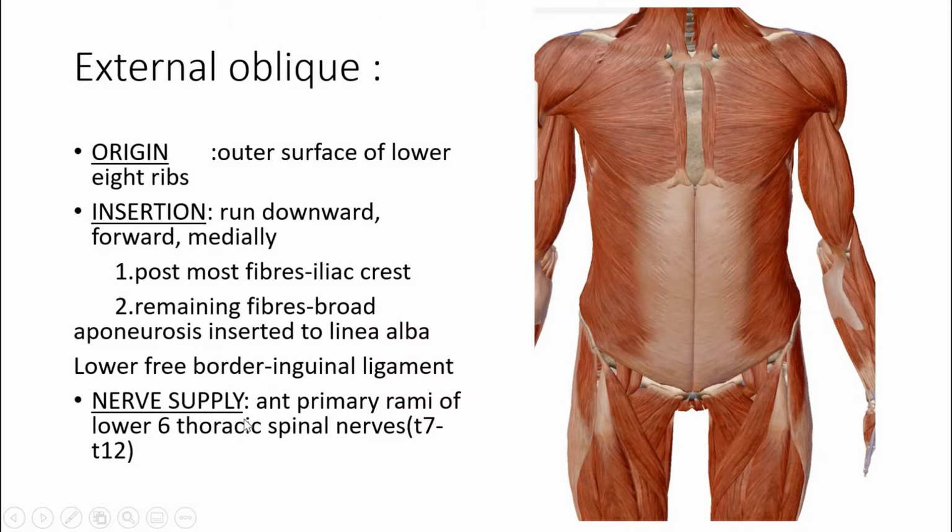So talking about the nerve supply, it is supplied by the anterior primary rami of the lower 6 thoracic spinal nerves, as you can see here, from T7 to T12. So they start from here: T7, T8, T9, T10, T11, T12. It supplies the external oblique muscle. Anteromedially we have the aponeurosis, and posterolaterally we have the fleshy fibers of external oblique. This is the superficial most muscle.